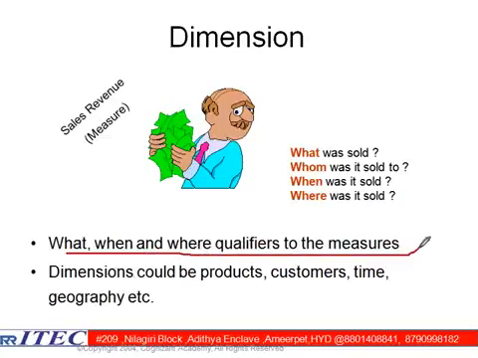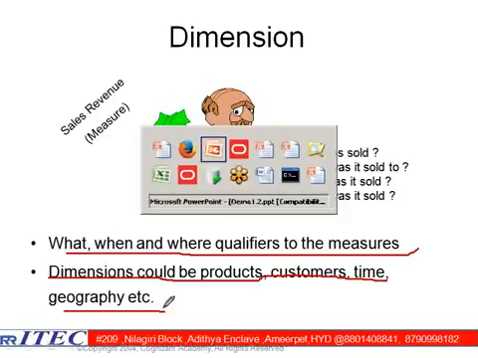The measure gets more meaning whenever I am able to answer all these questions. What could a dimension be, sir? Products. A dimension could be customers, time, geography, etc. Anything like that is called a dimension. Now we have more clarity.